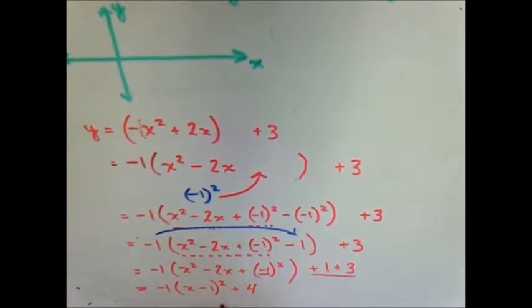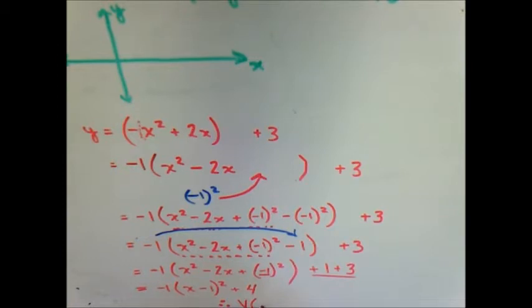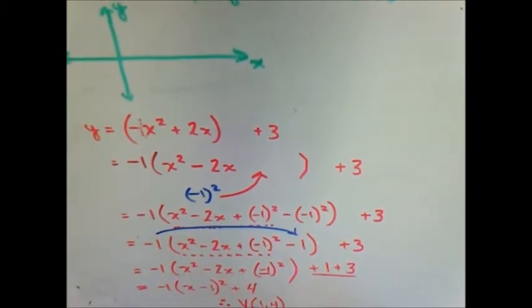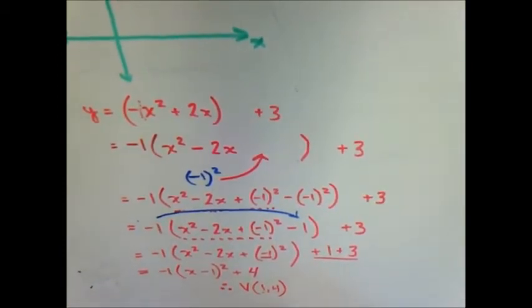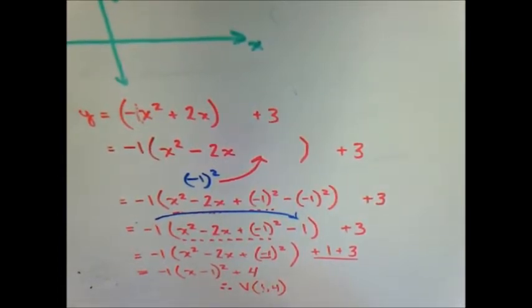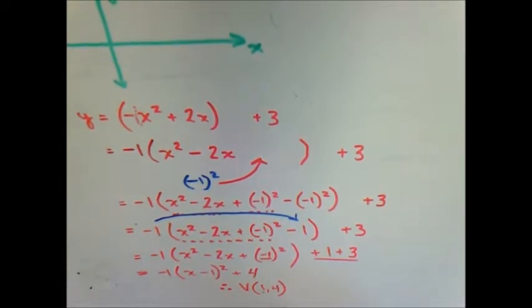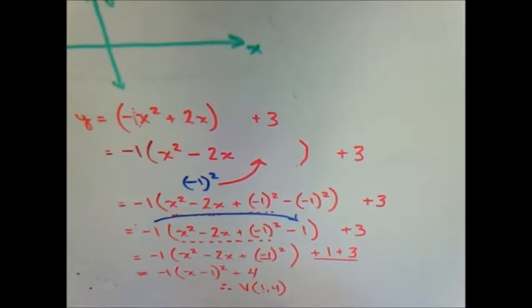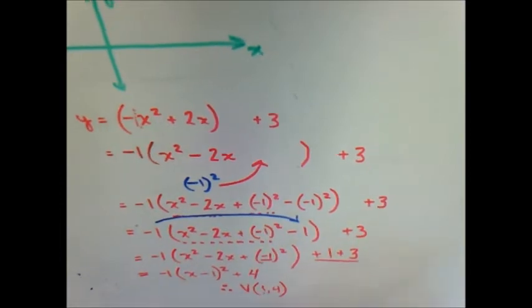We now know the vertex. Vertex is at 1, 4. And our goal was to find the maximum height of the ball. So what is the maximum height that this ball reaches? The vertex. 1, 4. So the maximum height that the ball reaches is just the y coordinate. 4. 4 what? Meters. The maximum height is 4 meters. And at what vertical distance does it reach that height? 1. 1 meter. Way to go.